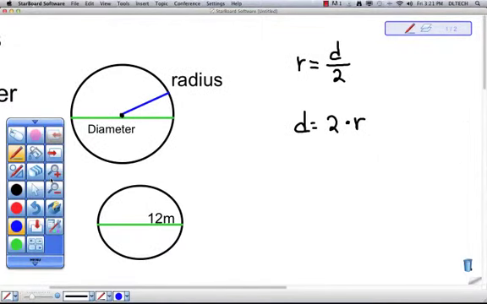Let's look at an example here. We have a circle with 12 meters diameter, and we are going to solve for the radius. So if we take our formula and insert the information that is given, we have 12 meters divided by 2. Therefore, the radius is 6 meters.